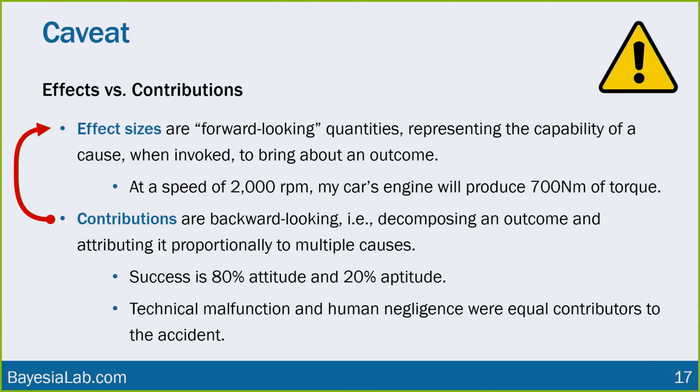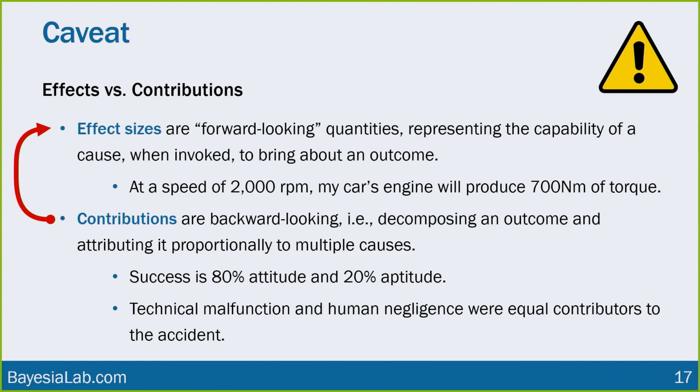Effect sizes are really forward-looking quantities, representing the capability of a cause when invoked to bring about an outcome. So I could, for instance, say, at a speed of 2000 RPM, my car's engine will produce 700 Newton meters of torque. So that is forward-looking. If I were to do this, then the engine would deliver. Contributions, on the other hand, are backward-looking. I am decomposing an outcome and attributing it proportionately to multiple causes.